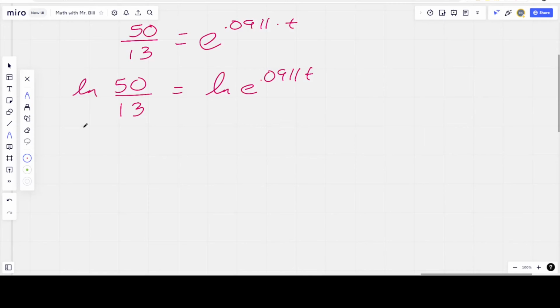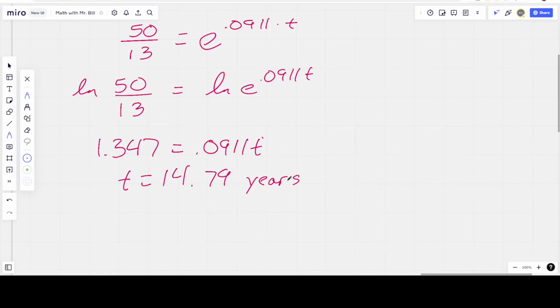the natural log of 50 over 13. I want to go ahead and get a number for that. So 1.347 is equal to 0.0911 t. And then t will equal 14.79 years.